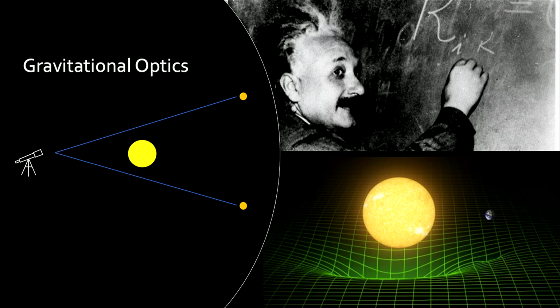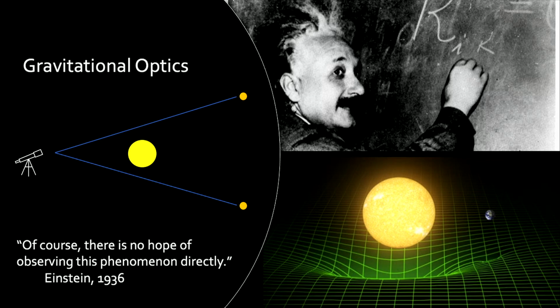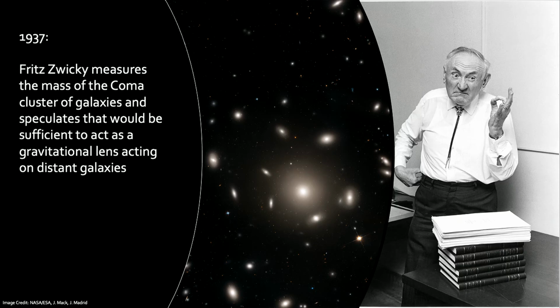It's an incredible prediction, and Einstein, of course, did the calculation and found that the separation between the stars would be so small that at the time it would be completely unobservable. And so in 1936, he said, of course, there is no hope of observing this phenomenon directly. Fortunately, though, in the very next year, his doubt was a bit called into question.